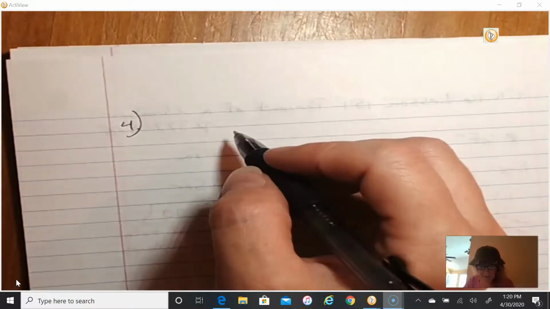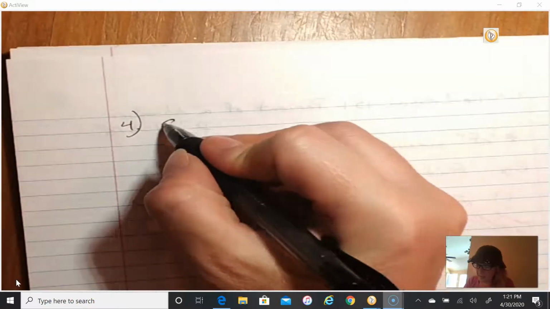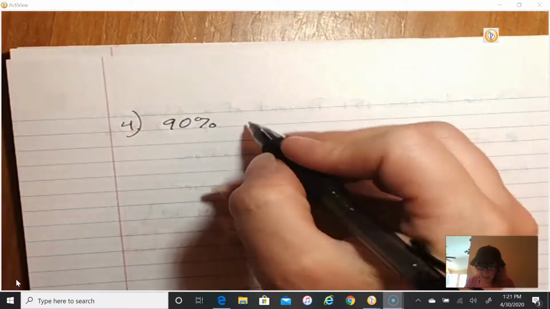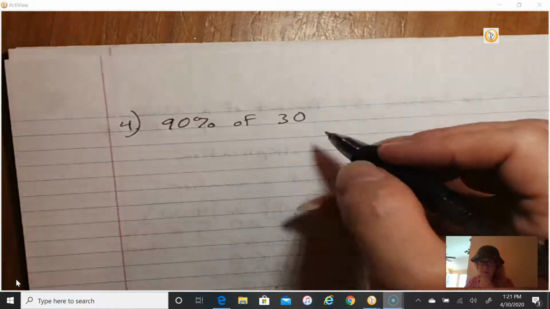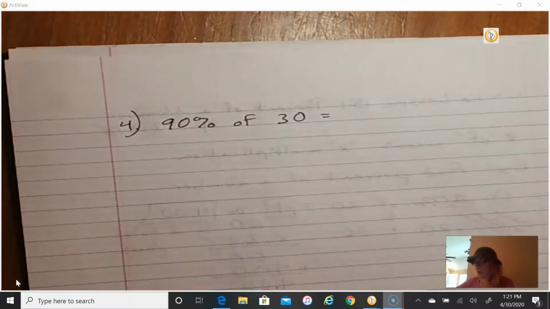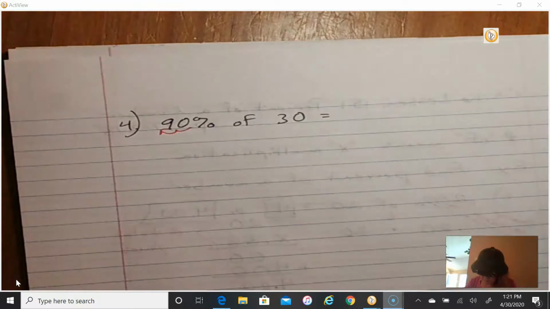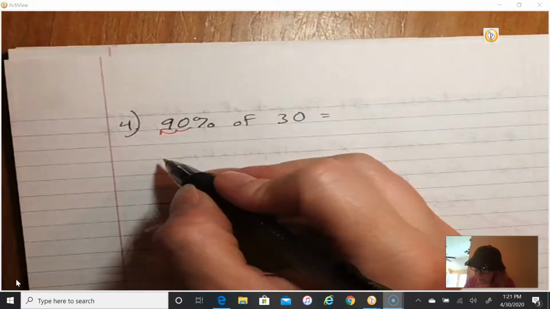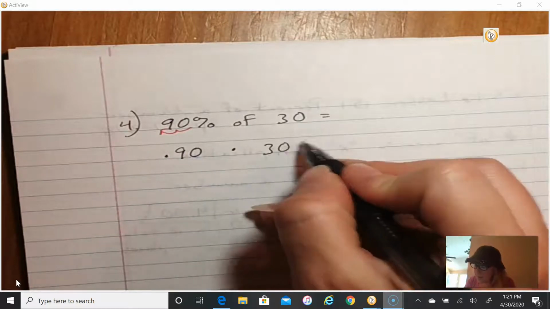Okay, how about if it's 90% of 30 games? Or just 30. Sorry, I'm reading the question I had down here. Okay, so 90% of 30. Change that to decimal. So you have 0.90. That's times 30.